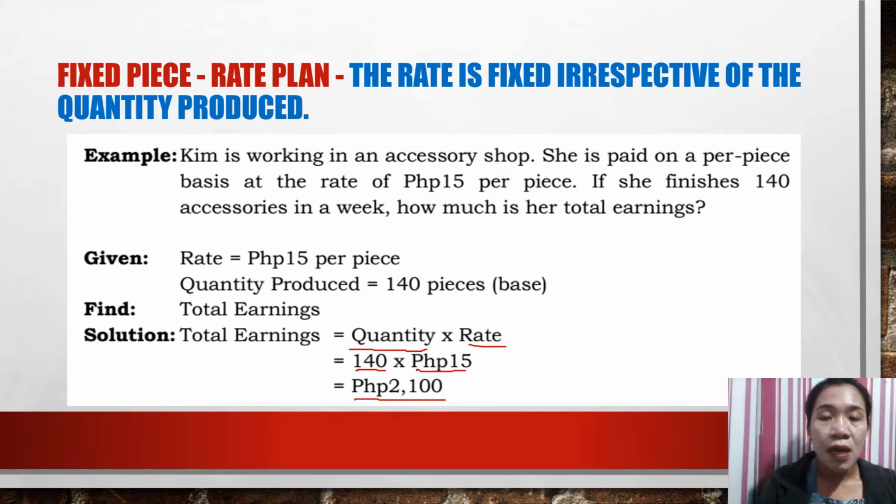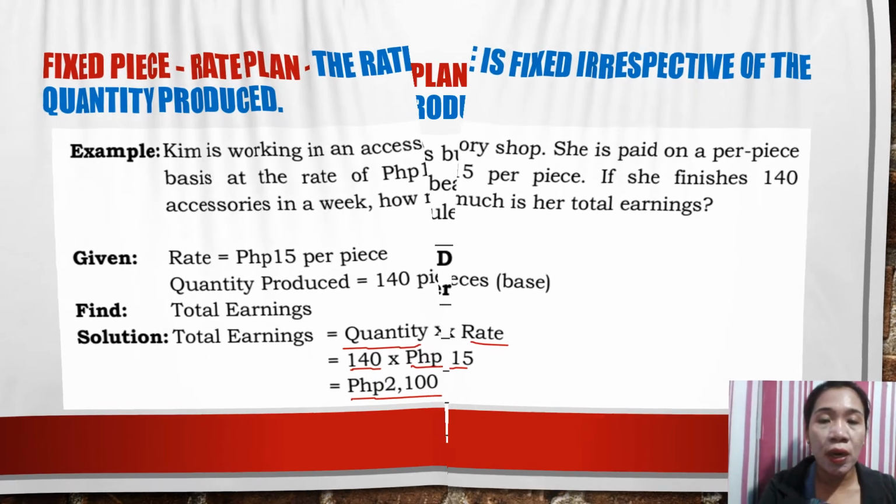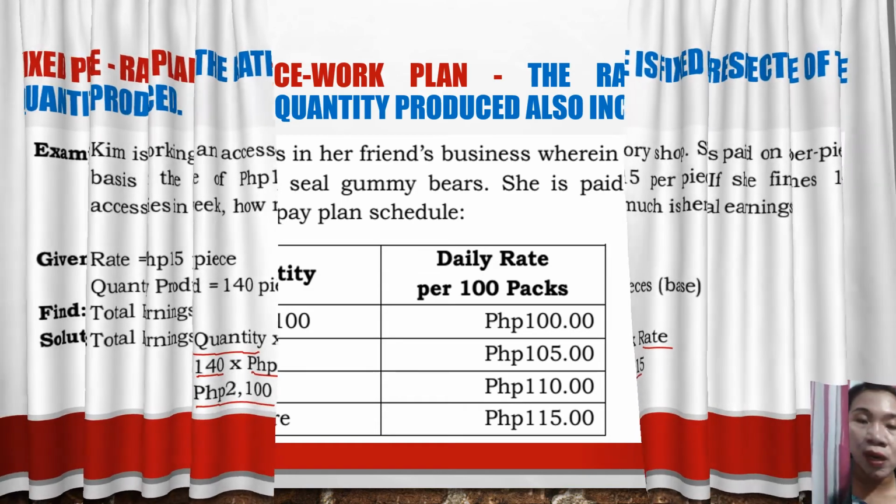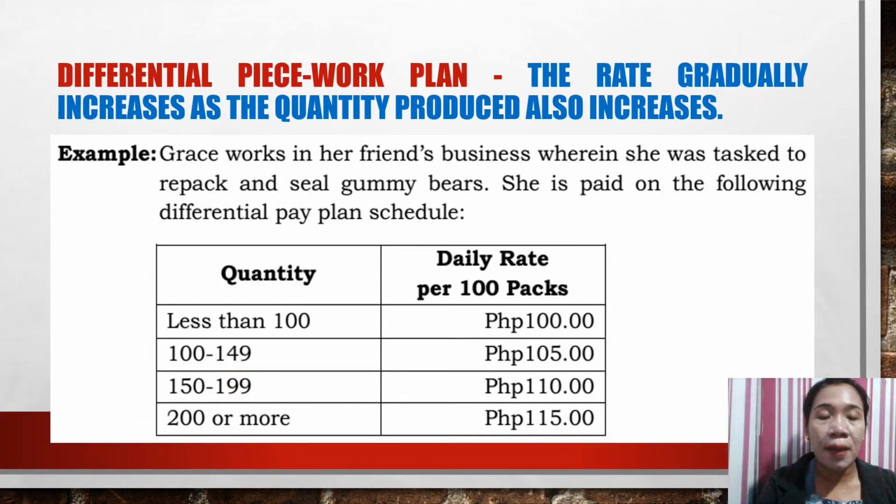Now let's move on to the second type of piecework plan. The first one is the fixed, and this one is the differential piecework plan. When we say differential, the rate will gradually increase as the quantity produced also increases. So, pag nagtikadaghan ang imong nahuman, magtikadako na ang imong payment or ang imong sweldo or wage, ang imong bayad bali sa per piece.